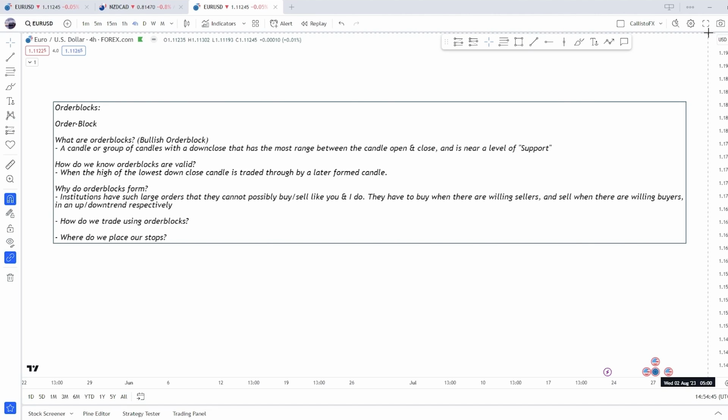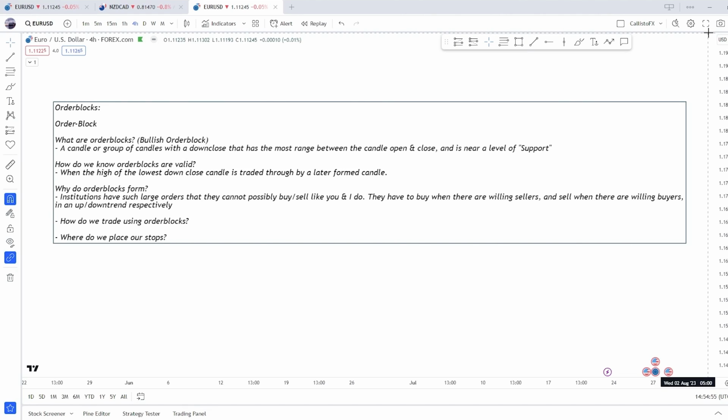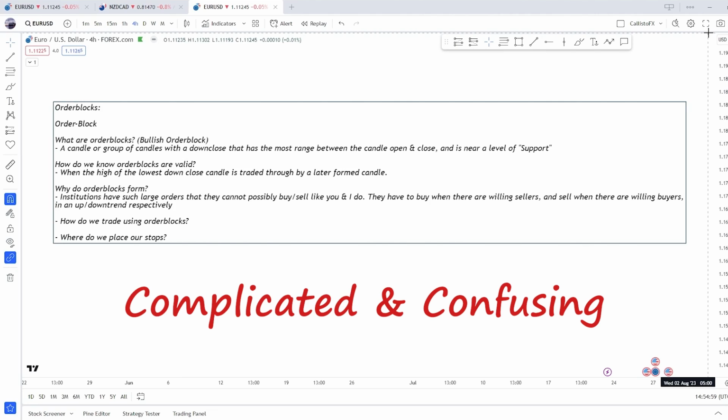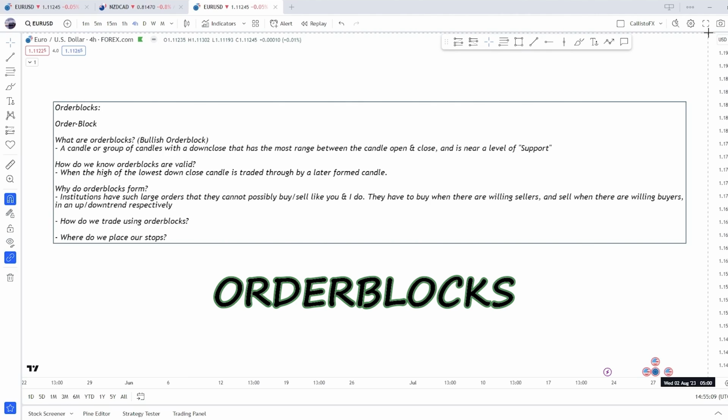So, this is going to be the first installment of a new series called The Only ICT Concepts You Need to Know. We want to streamline the ICT learning process and make maneuvering through this complicated and rather confusing style of trading as simple and easy as possible. So, for this episode, we will be talking about order blocks.